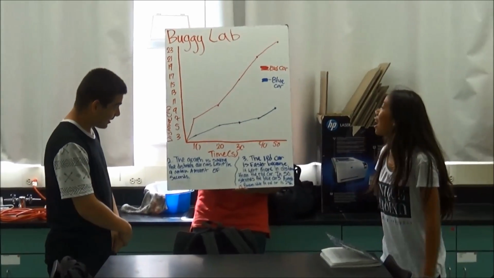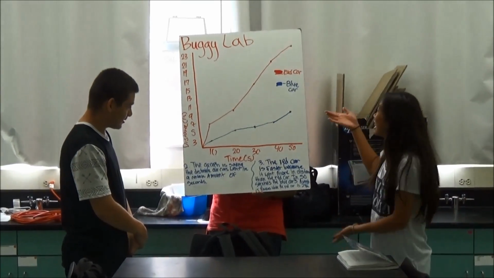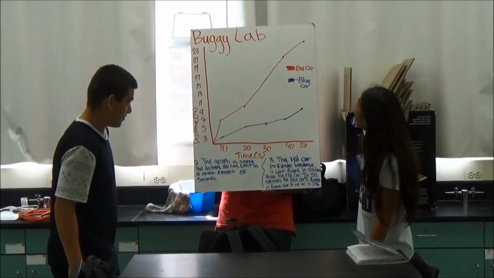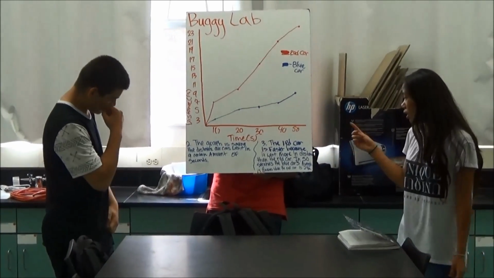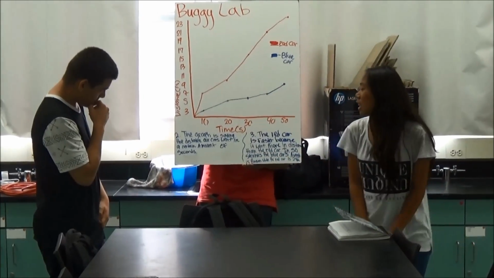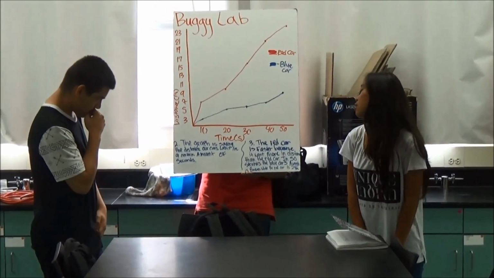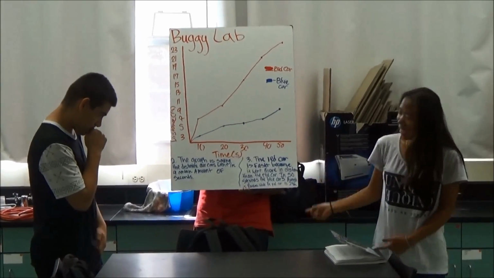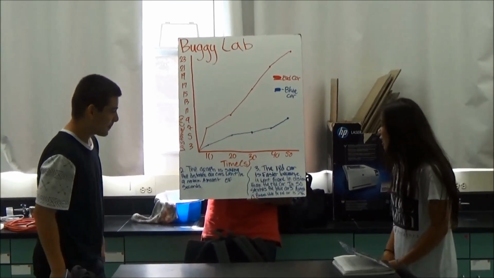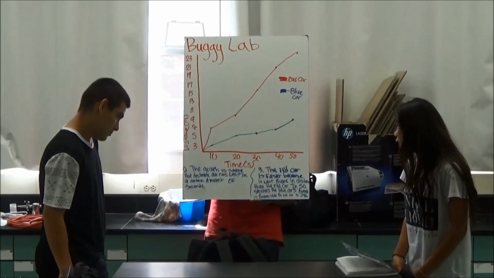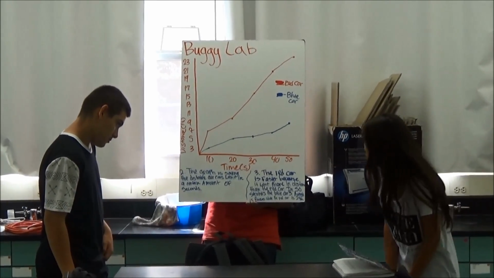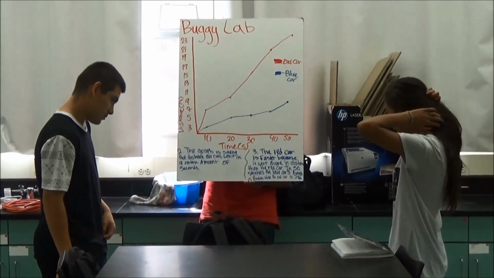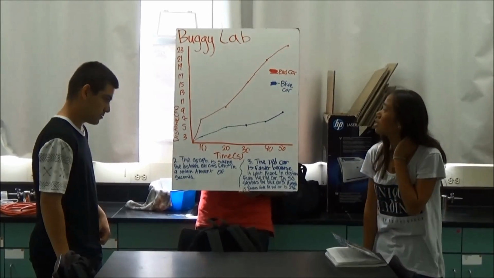Okay, go ahead. This is our graph for the buggy lab. As you can see, the red car went longer in distance than the blue car. Our answer to number 2 is that our graph is saying the distance our cars went in a certain amount of seconds. Answer for number 3 is the red car is faster because it went more in distance than the blue car. In 50 seconds, the blue car on average went 8 meters, while the red car on average went 24 meters.